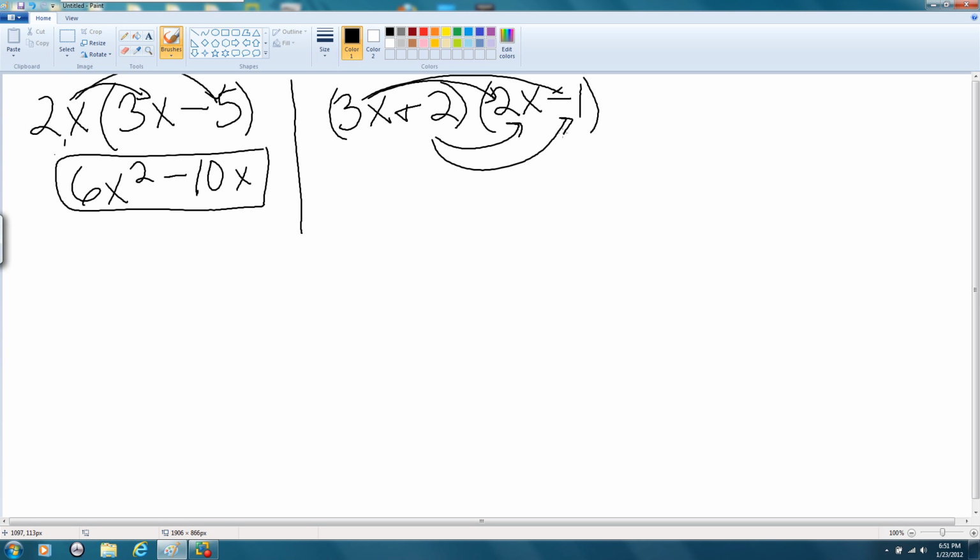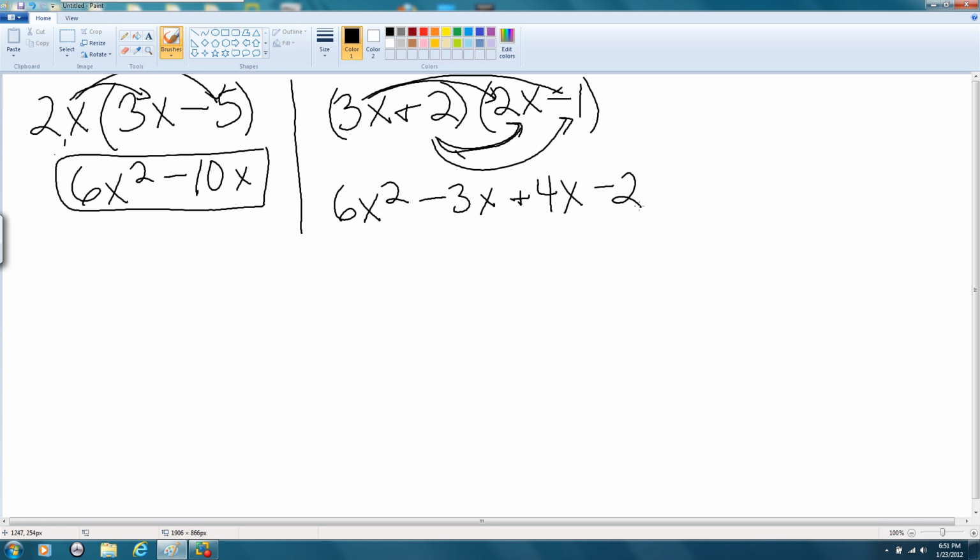So 3x times 2x is equal to 6x squared. 3x times a negative 1 is minus 3x. 2 times 2x is plus 4x. And 2 times the negative 1 is minus 2.